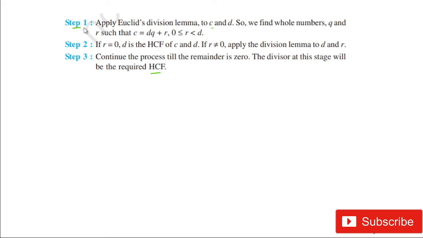Step 1 is to apply Euclid's division lemma to c and d. So here we have two integers, c and d. We find whole numbers q and r such that c is equal to d multiplied by q plus r, where r is greater than or equal to 0 and less than d. So here c will be greater than d. We write c in the form of d, that is the divisor, multiplied by quotient plus remainder.